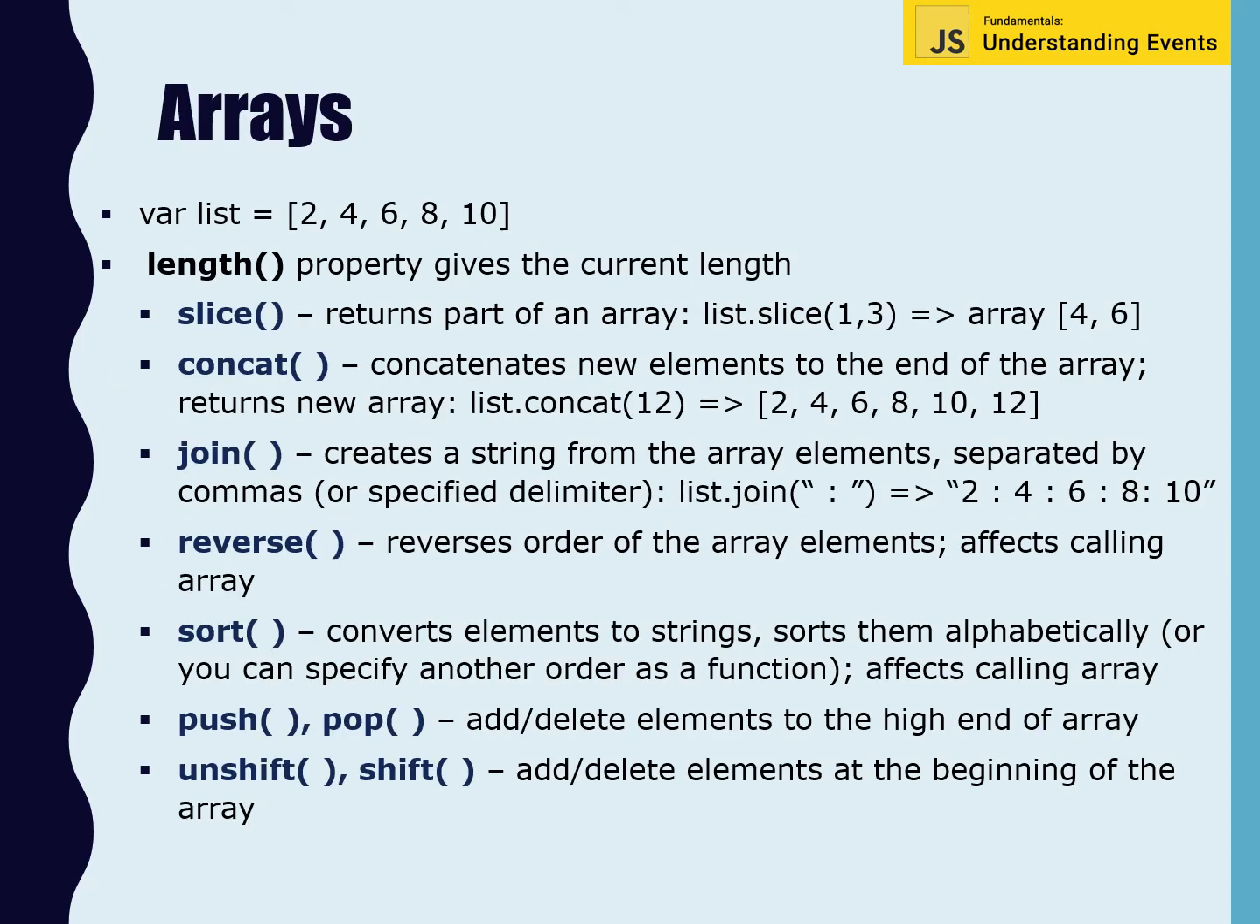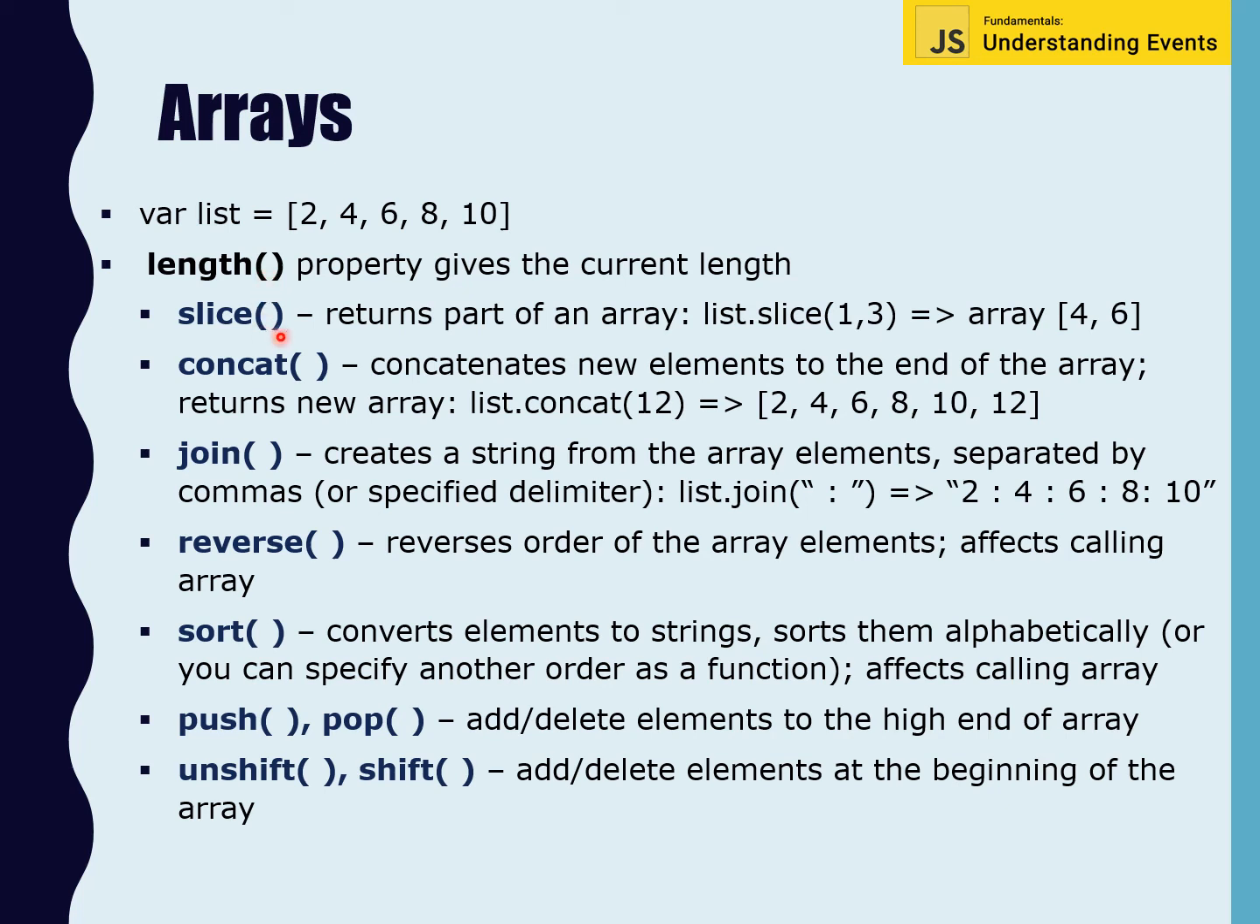Now see the array. We know that an array is a collection of objects. Here we can see a variable list, which is an array: list equals 2, 4, 6, 8, 10. Using this array, we will see some of the array functions. Length: if you use list.length, it specifies the length of the array, or how many indices are there. Here it will be 5. 5 is the length of the corresponding array.